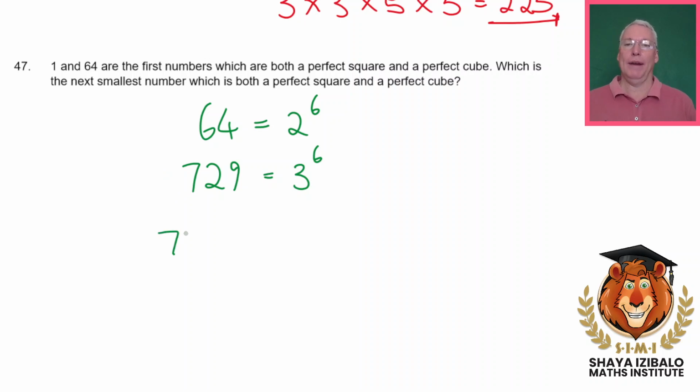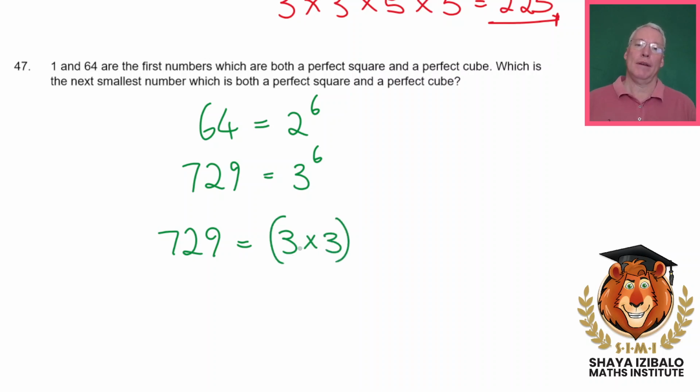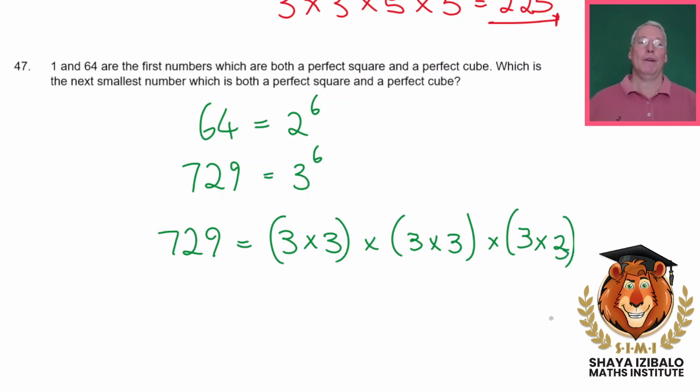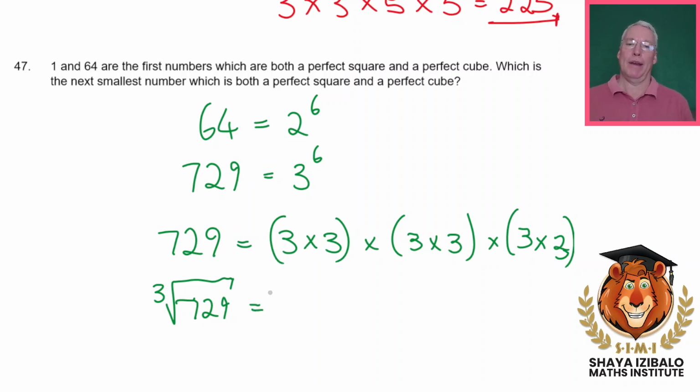Let's just understand why. 729, we could write it as 3 times 3 times 3 times 3 times 3 times 3. We've grouped 3 groups of 2 lots of 3. So the cube root of 729 would work out exactly to just one of these groups. In other words, it would be 9.